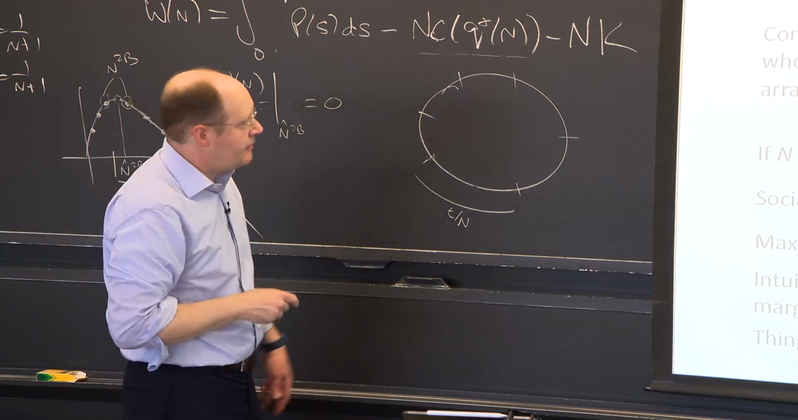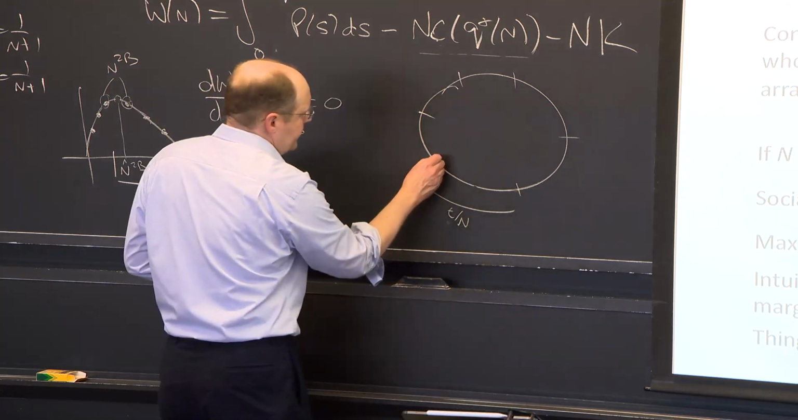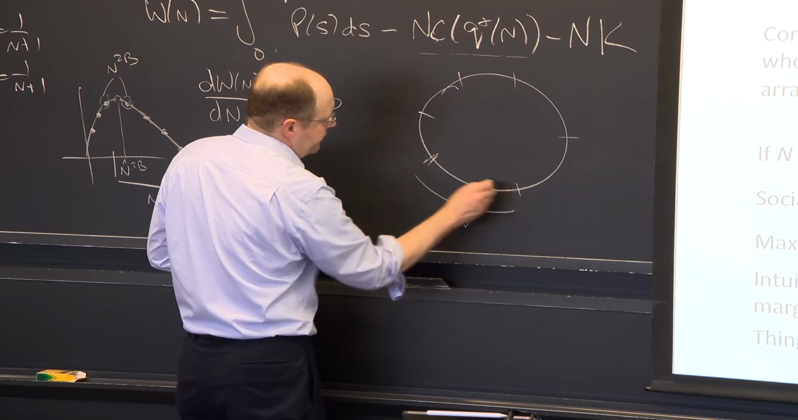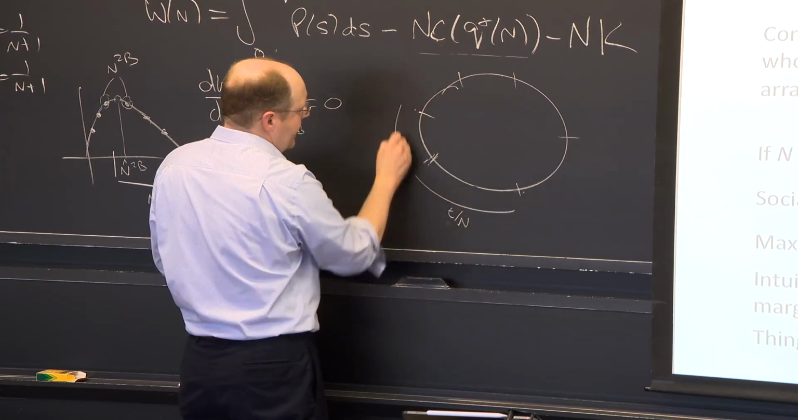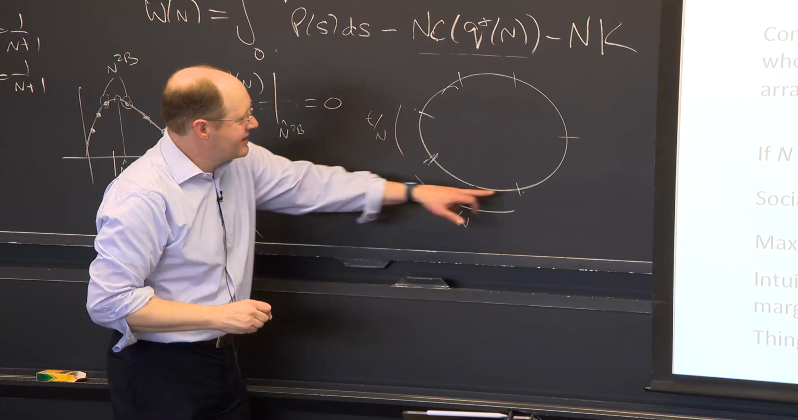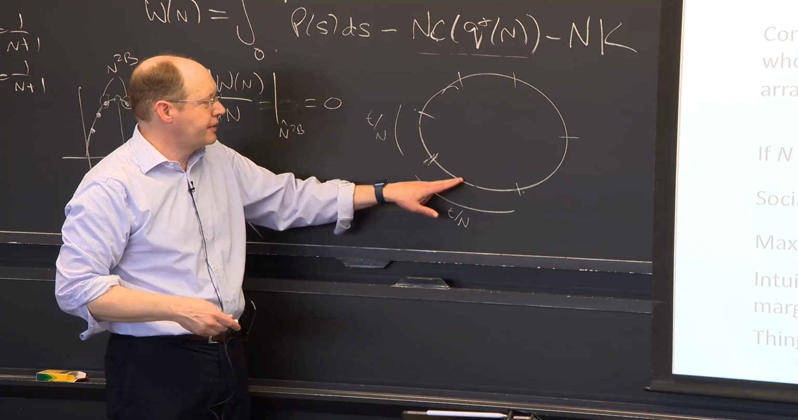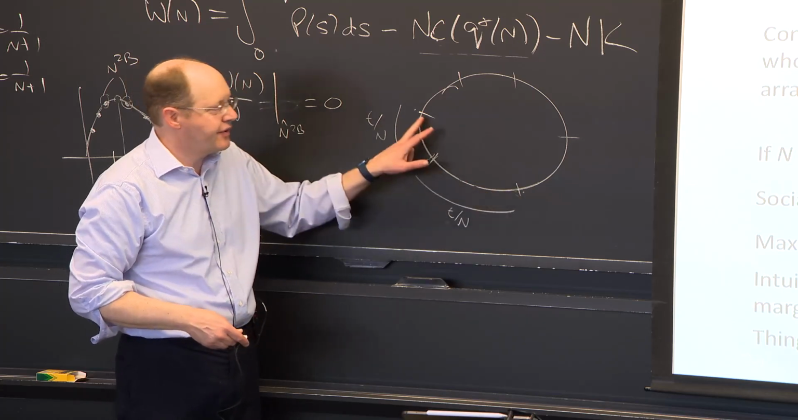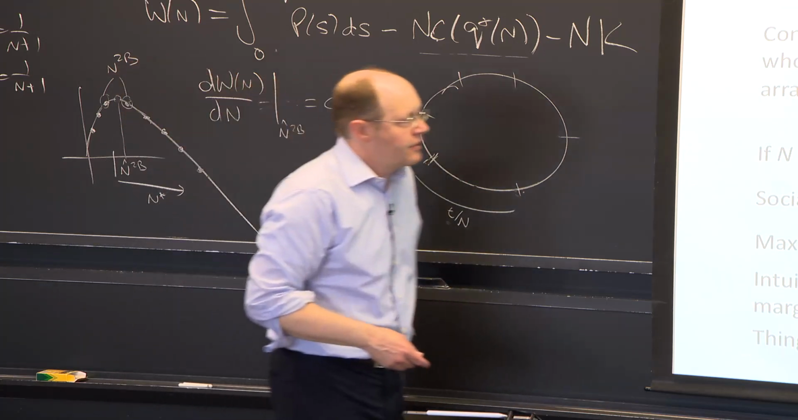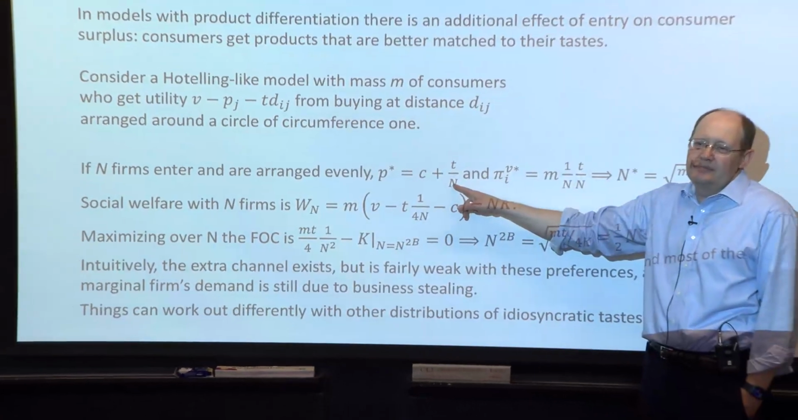Okay. So if you get n firms that are ranged evenly, what you basically get is, each firm here is just competing with the firm on its right and the firm on its left. I didn't draw those so evenly, but let's assume this distance is T over n, this distance is T over n. So it's just like I'm playing two simultaneous Hotelling games, one against this firm, one against this firm. So the equilibrium becomes P star equals C plus T over n.